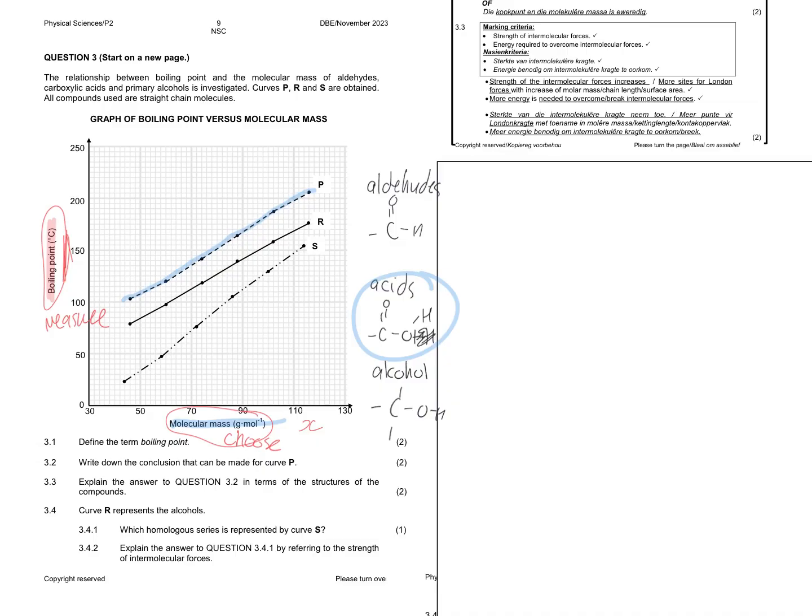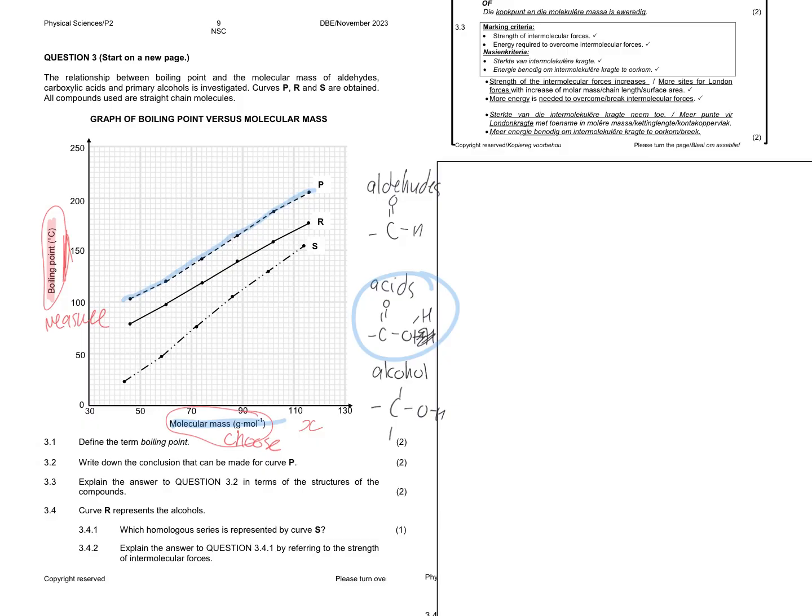If you have two different compounds which have two different intermolecular forces, the one will have stronger intermolecular forces than the other one. If you have the same compounds, like in this case where they're all aldehydes, they're all acids, or they're all alcohols, whatever the intermolecular force is, it's the same for all of them. If they all have the same intermolecular force, why is the boiling point increasing? That is a size argument.